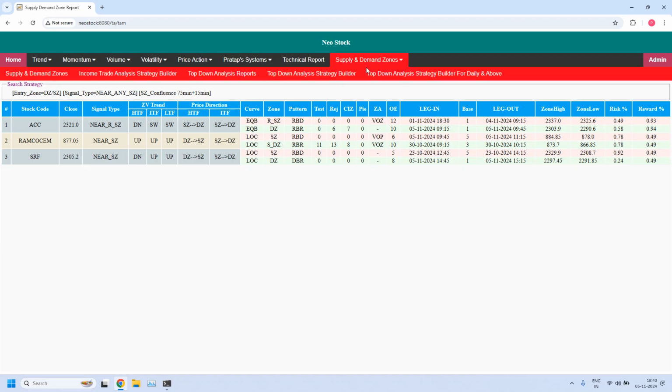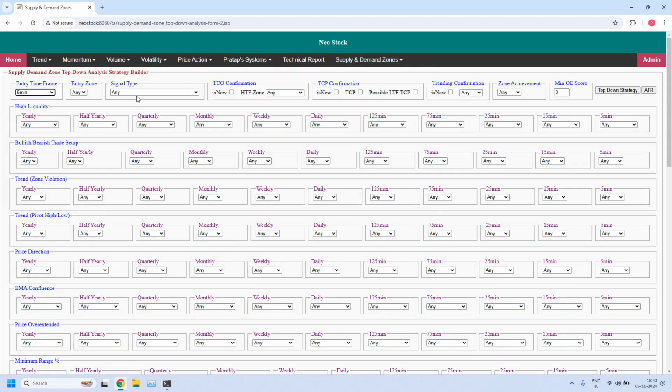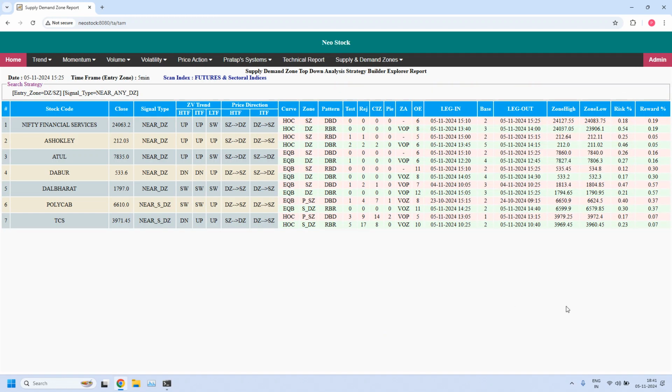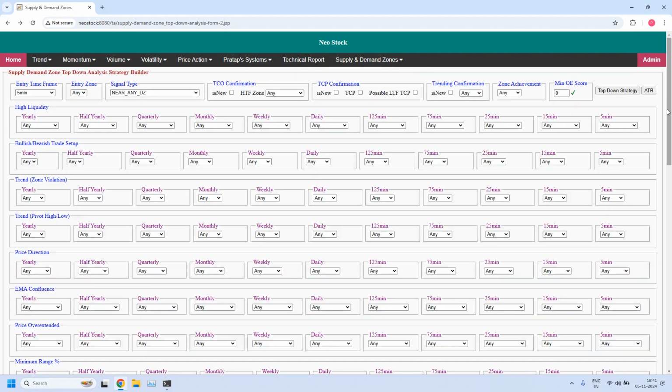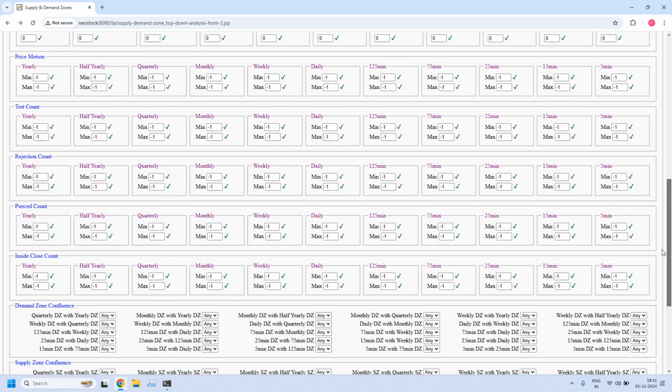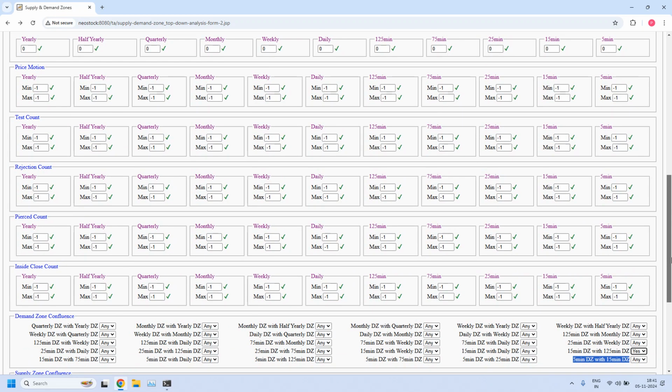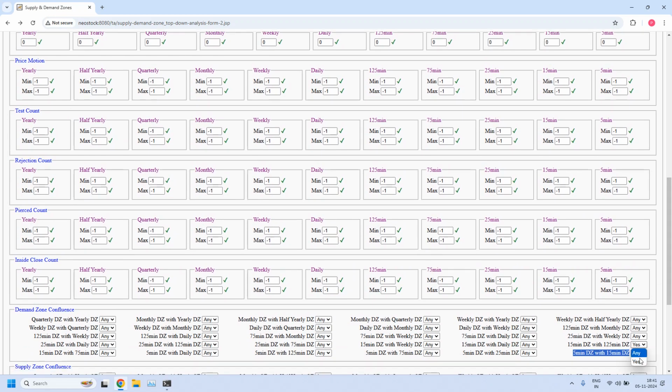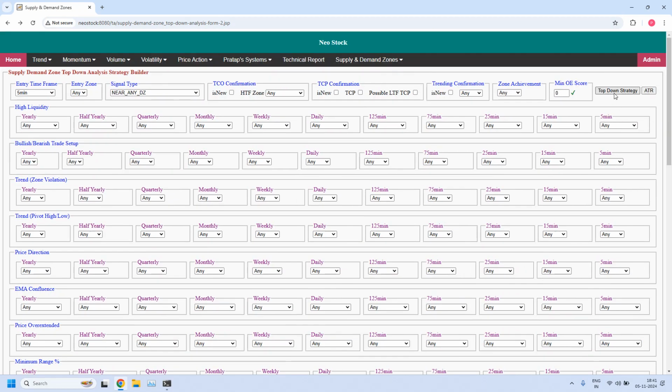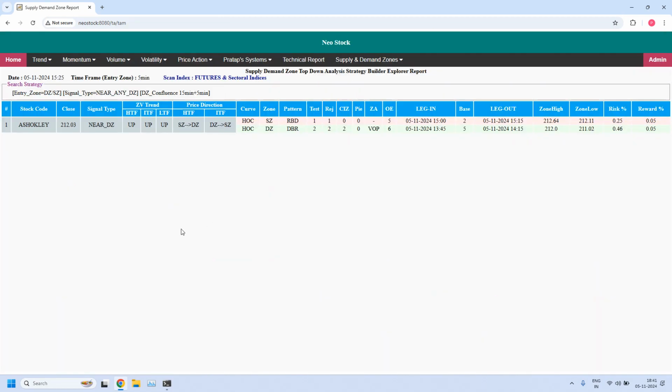Okay, next time frame is 5 minutes. Let us find the stocks near 5 minutes demand zone. 7 stocks are filtered. Let's verify out of these 7 how many demand zones have ITF confluence. That is 5 minutes demand zone with 15 minutes demand zone confluence. I'm enabling the filter. Sorry, wrongly selected. Yeah, 5 minutes demand zone with 15 minutes demand zone confluence. We got only one stock. So in this stock, 5 minutes demand zone is part of the 15 minutes demand zone.